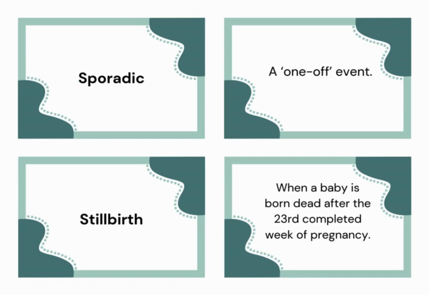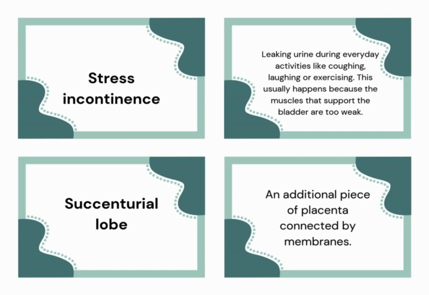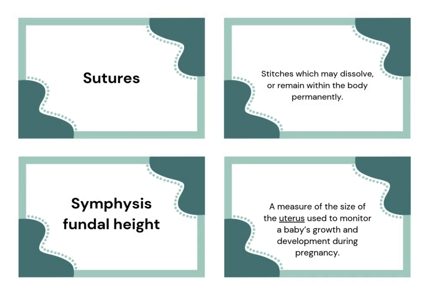Sporadic, a one-off event. Stillbirth, when a baby is born dead after the 23rd completed week of pregnancy. Stress incontinence, leaking urine during everyday activities like coughing, laughing, or exercising. Succenturiate lobe, an additional piece of placenta connected by membranes. Sutures, stitches which may dissolve or remain within the body permanently.